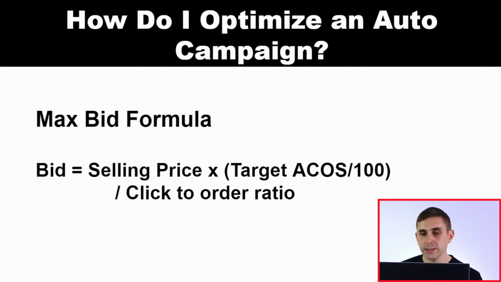So let's say your target ACoS is 40%. We would put a 40 here, we would divide that by 100. Then the only thing we really have to figure out is the click to order ratio. Now this is really important. The click to order ratio you can determine on an individual keyword level. So each keyword is going to have its own unique click to order ratio, which really makes it important to determine what the max bid is on an individual keyword level.